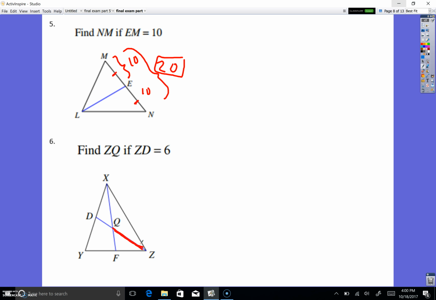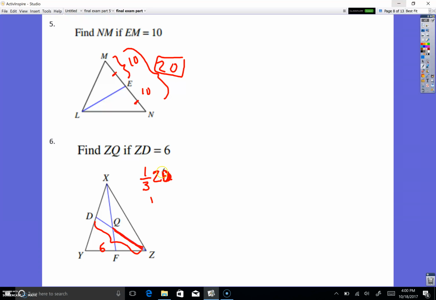Okay? ZQ, this is ZQ. We're looking for that one, okay? ZD is 6. So this whole thing is 6. Okay? So, we have a short side and we have a long side. DQ is going to be our short side. Okay? And it's always 1/3 of the whole thing, okay? So 1/3 of ZD.